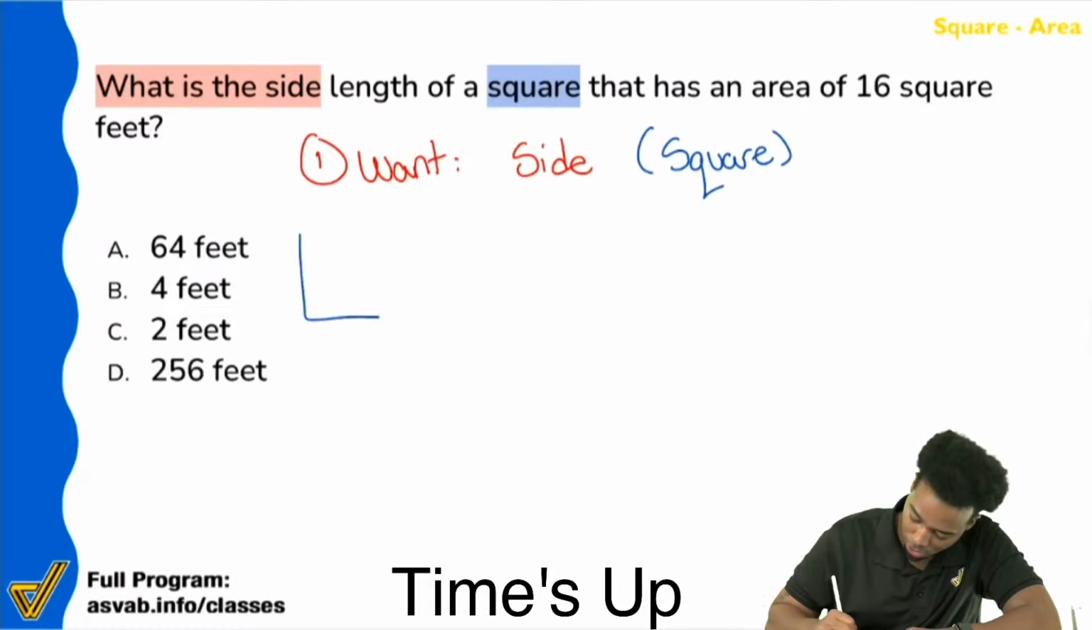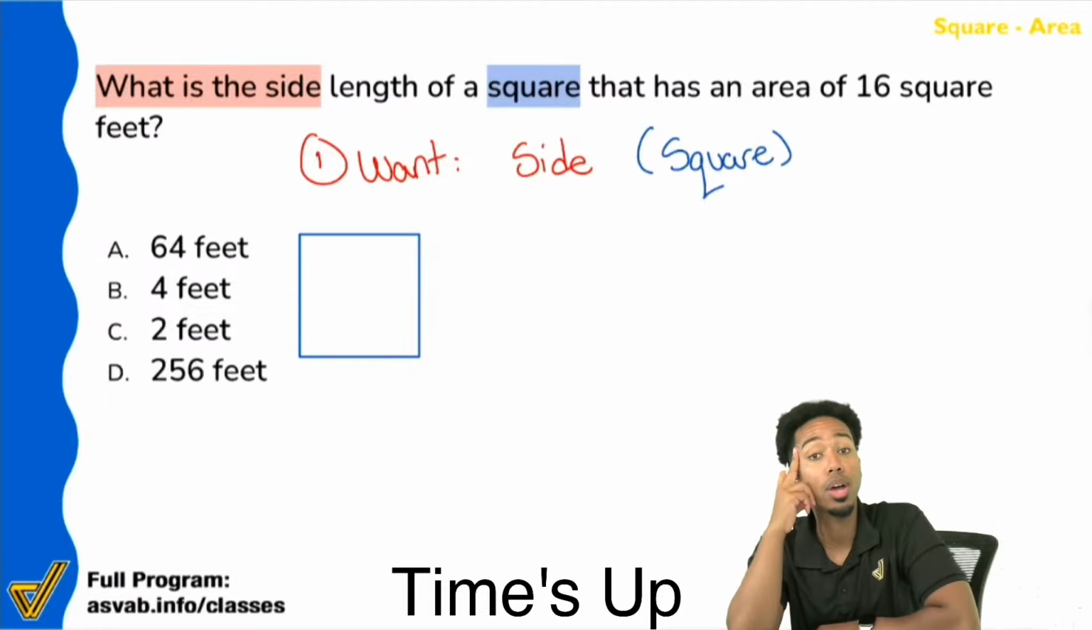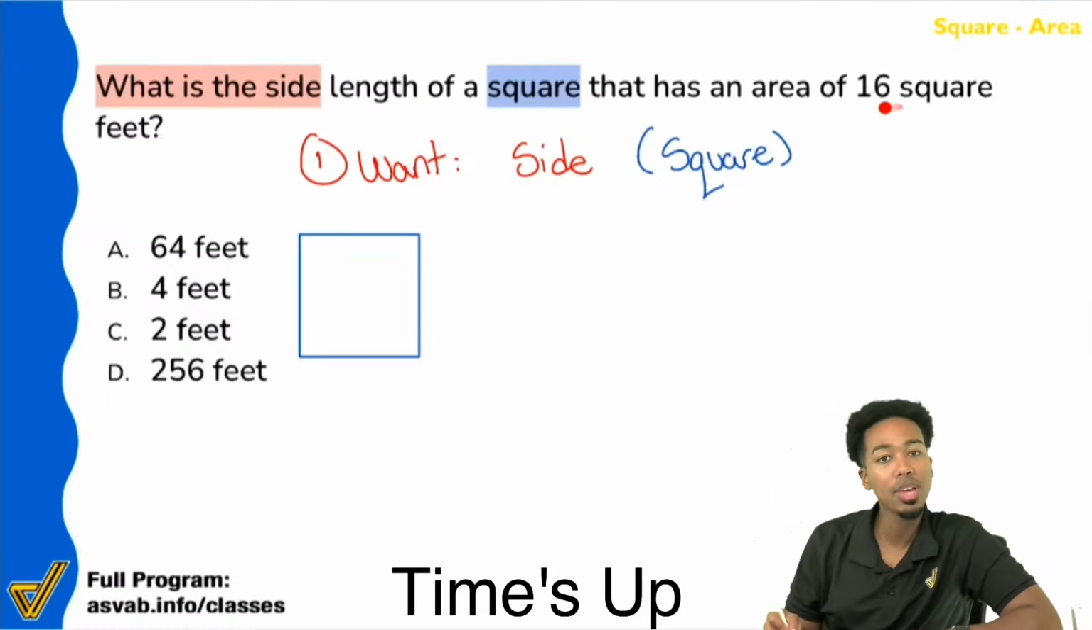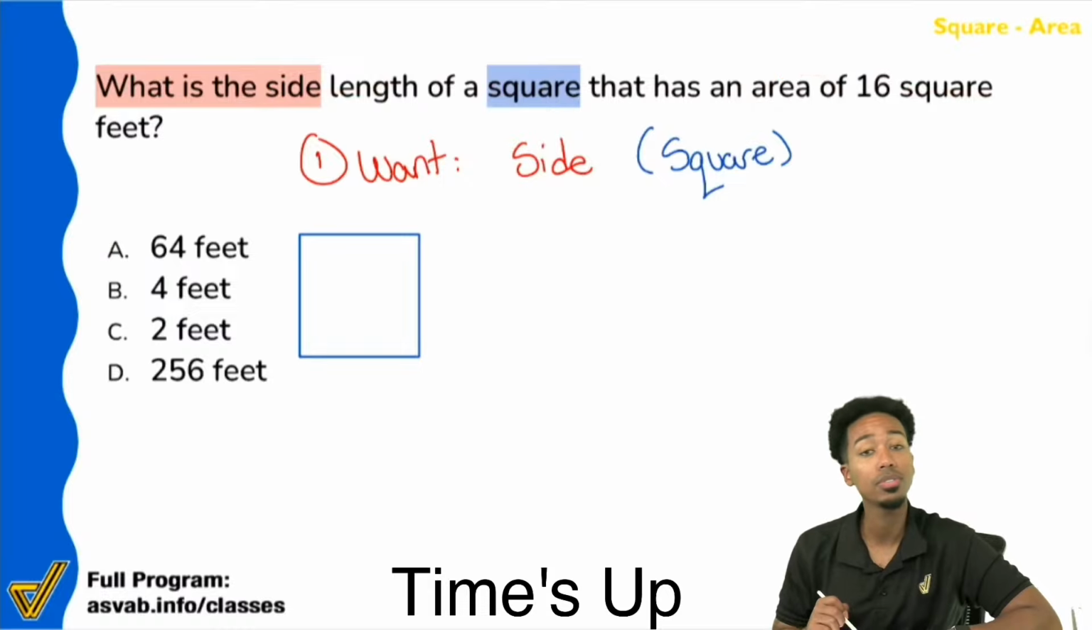So we want the side of a square. And that's where we can imagine this. We can imagine this and say, hey, okay, I'm dealing with a square. Now, what does the rest of the problem say? There's a 16 here that we haven't addressed. What does it say? What is the side length of a square that has an area of 16 square feet?